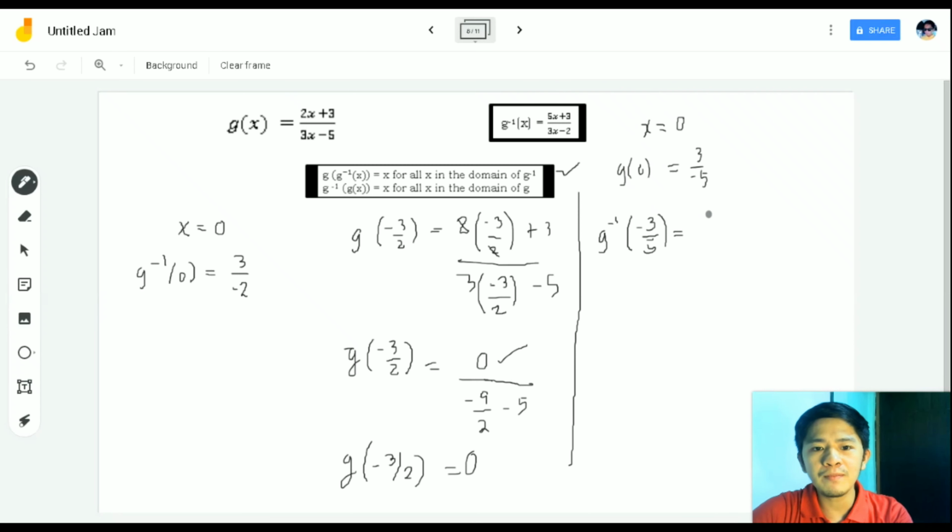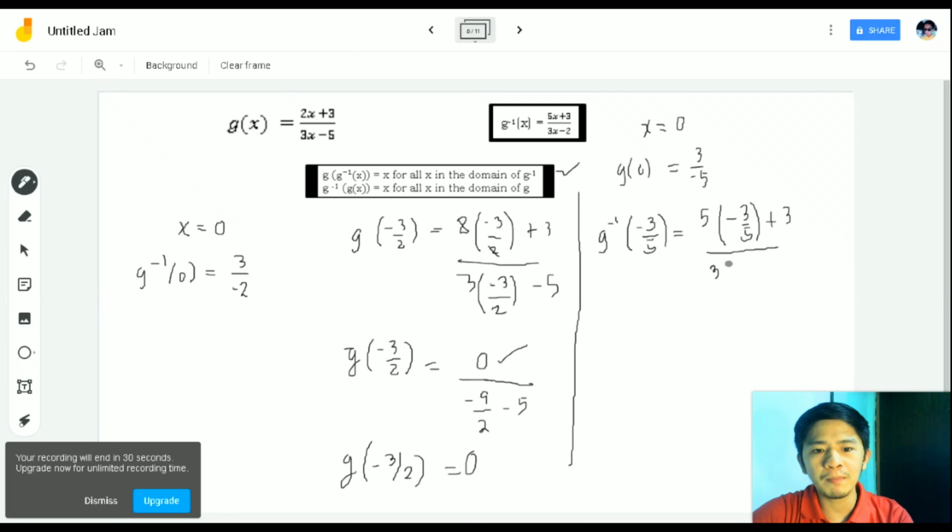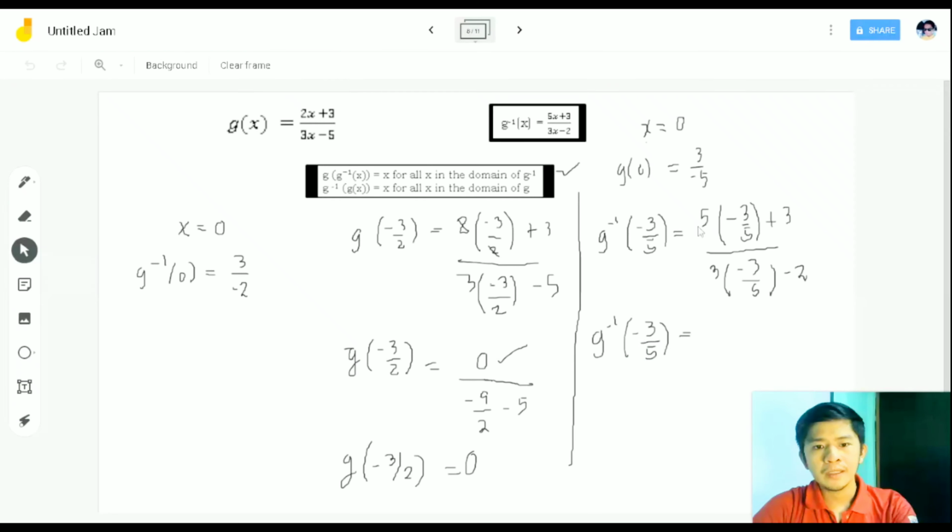Okay. So, now, 5 multiplied by negative 3 over 5 plus 3 all over 3 multiplied by negative 3 over 5 minus 2. So, 5 times negative 3 is negative 15 divided by 5 is still negative 3. So, we can cancel this out na lang, pwede naman. So, magiging negative 3 plus 3 all over negative 9 over 5 minus 2. Negative 3 plus 3 is 0 over this number.